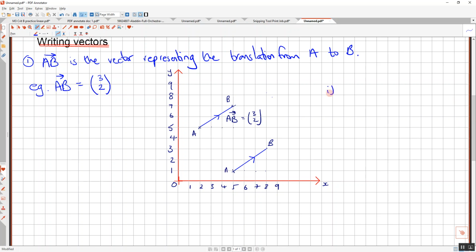Okay, answer this question for me. Write down the column vector of B to A. If A to B is 3, 2, what is B to A?